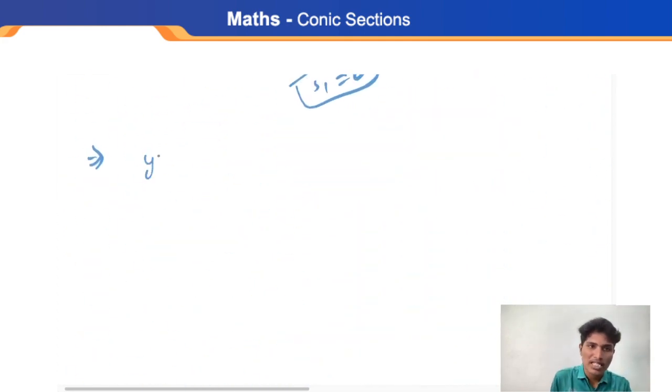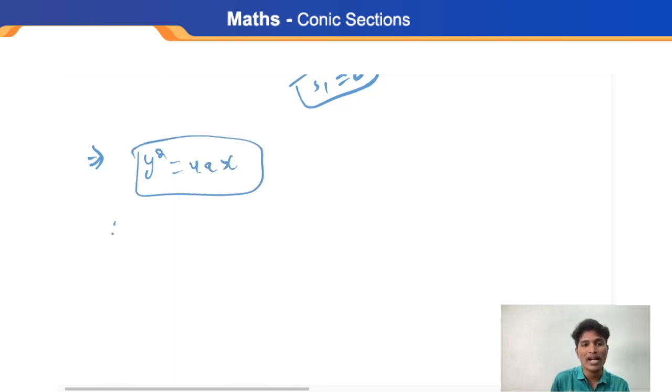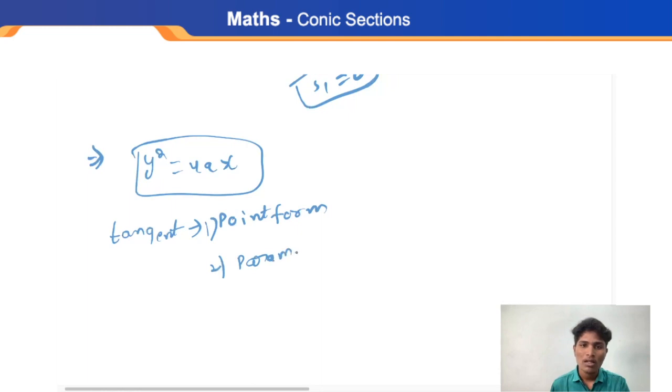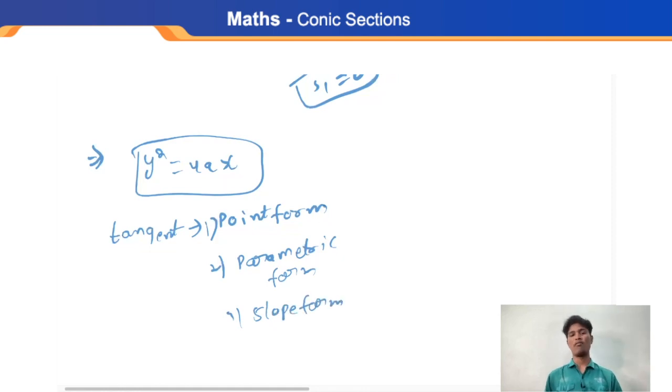First of all, I will explain y square equal to 4x. For this parabola, I will explain the tangent, how to write the tangent equation. Very important. To write the tangent equation, there are 3 formats we can write: one is point form, one is parametric form, and another is slope form. These 3 forms you have to understand how to write. First thing is point form. What is point form?